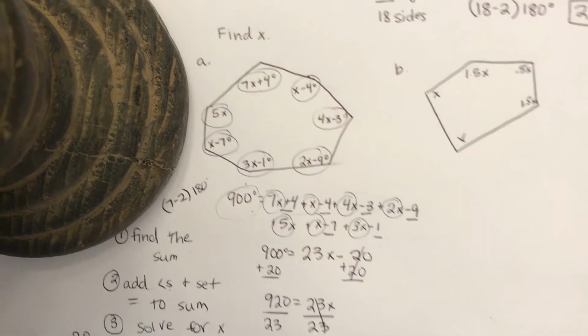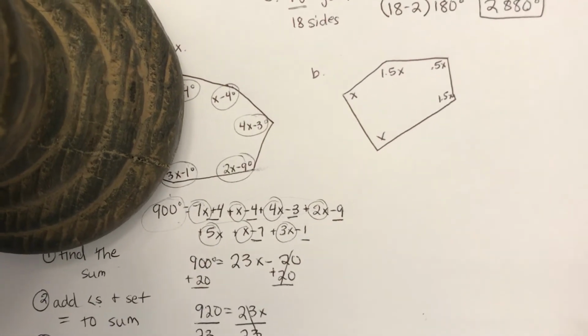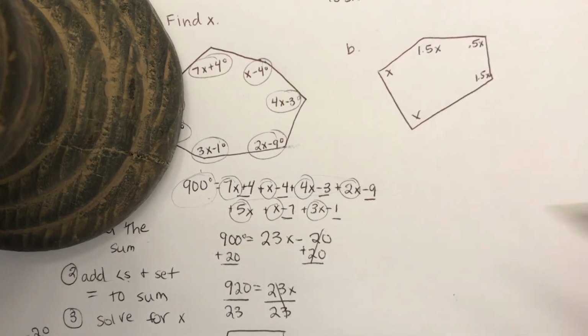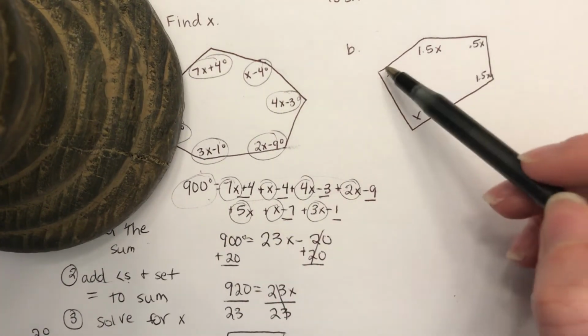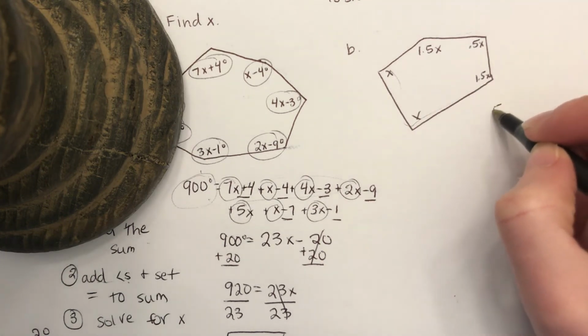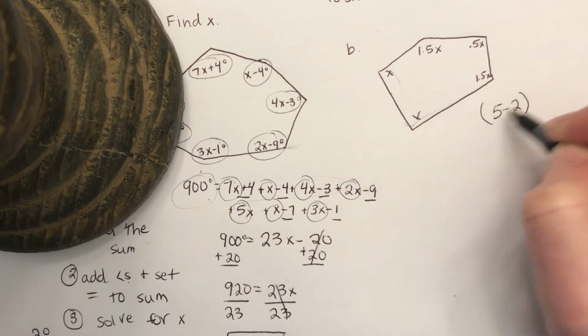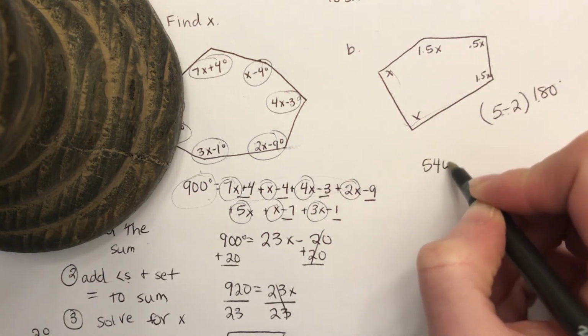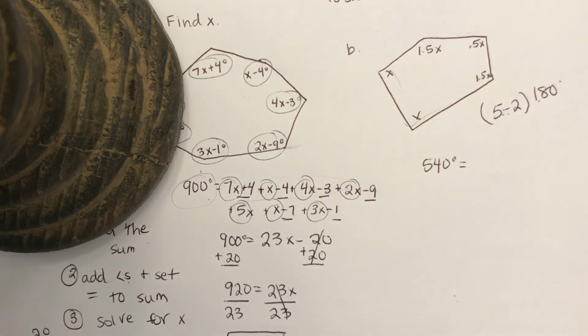So we're going to walk through these same three steps again for part B. So let's see, step 1 was to find the sum. So this is a 1, 2, 3, 4, 5-sided figure, so that's a pentagon. So let's see, 5 minus 2 times 180. So 5 minus 2 is 3. 3 times 180 gives us 540. So we know that that's going to be the total.